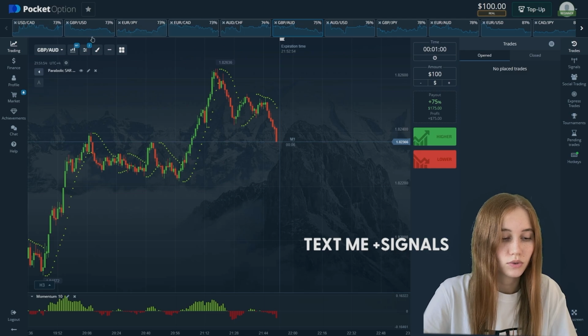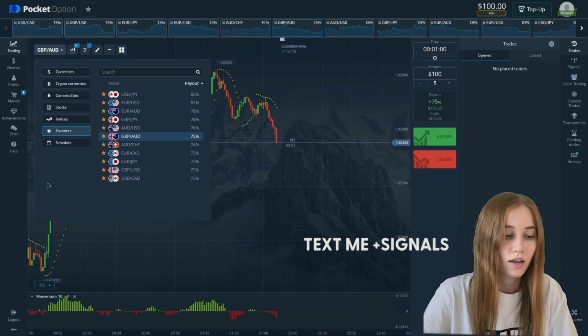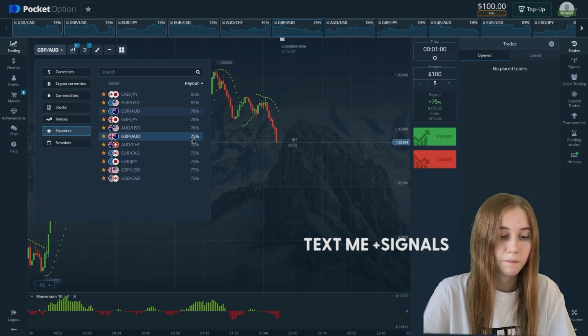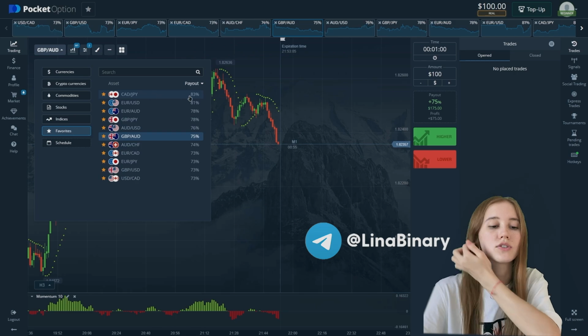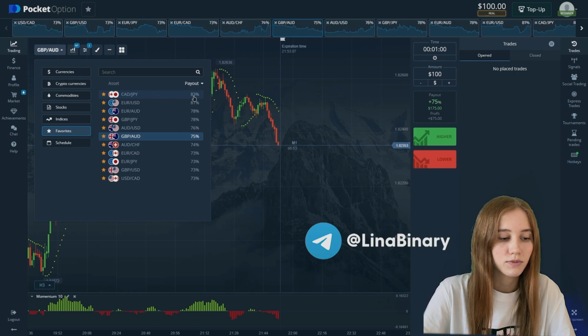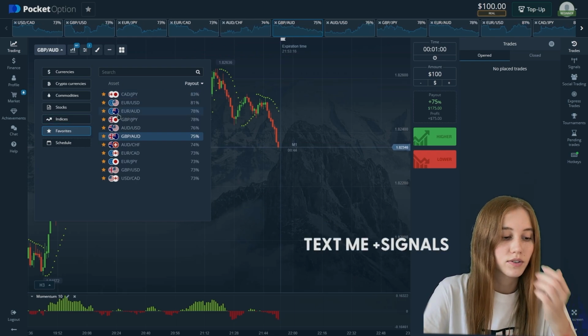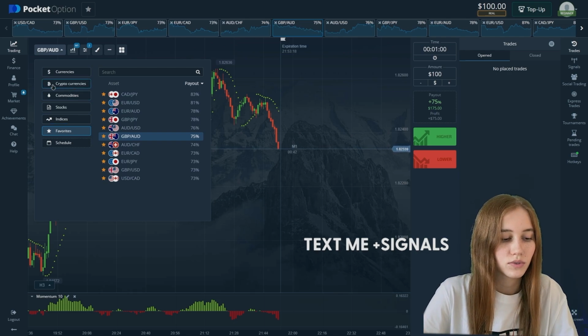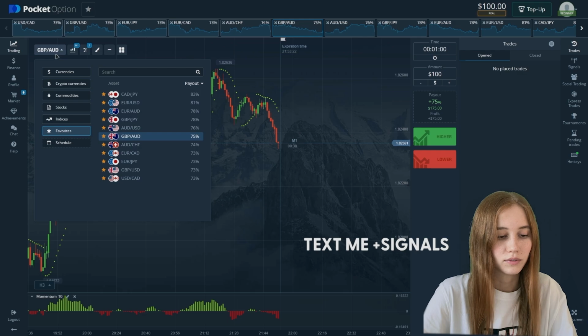We'll also trade on currency pairs. I choose these currency pairs for myself. They suit me perfectly. The payout percentage is above 70 everywhere. The payout percentage means, for example, if it's 83 and you place a bet of $100 and it comes in, then your profit will be $83. You can also trade with crypto, gold, silver, and so on.